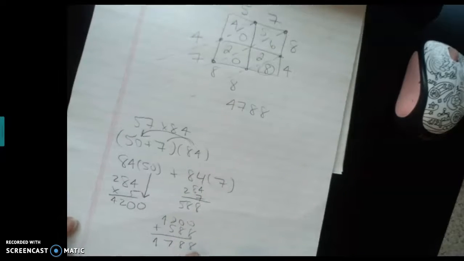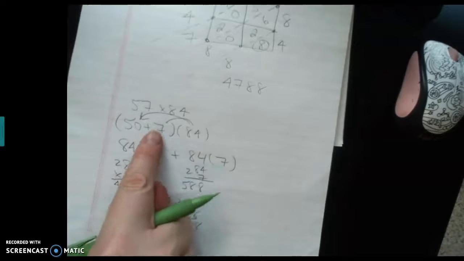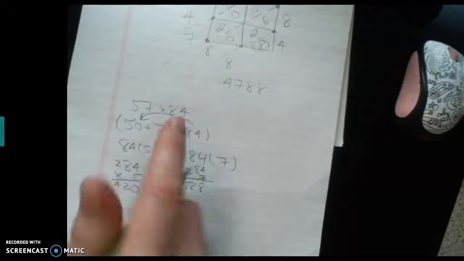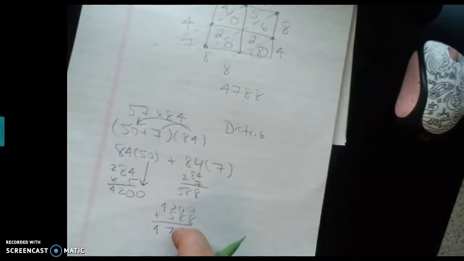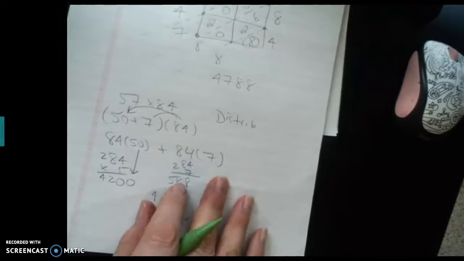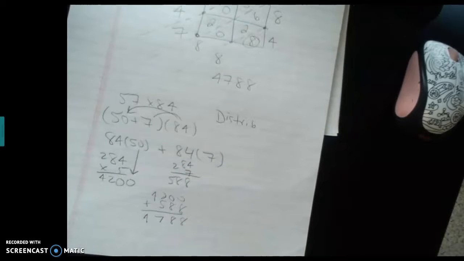So 4,788. I could just break one of them apart and do the distributive property. Usually we only do that if it's easier, and in this case, I don't know that it made it a lot easier. Sometimes it does, like when you're dealing with quarters and things like that. And we'll talk more about that later.